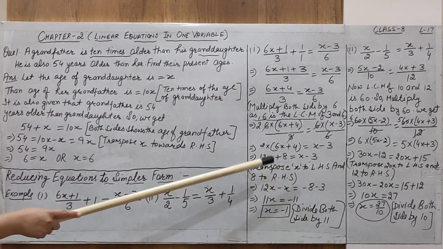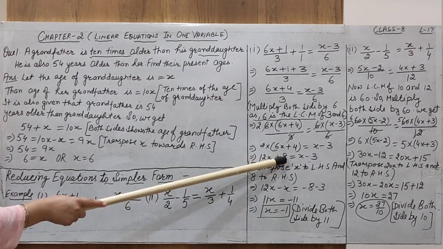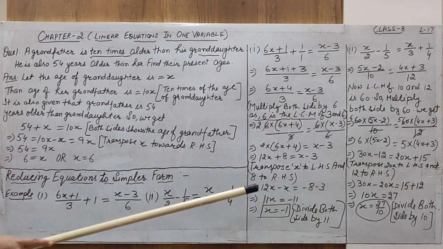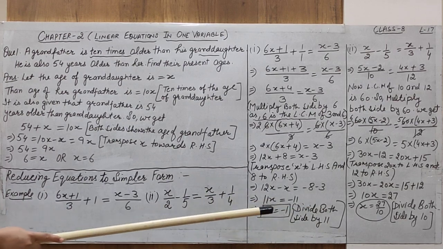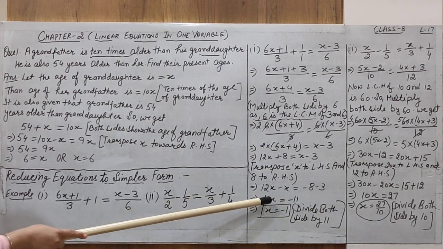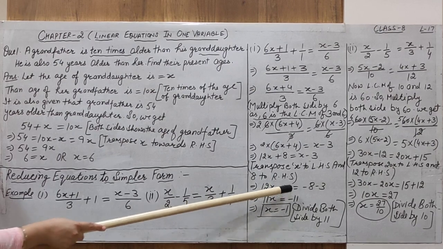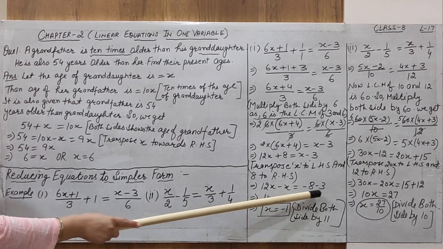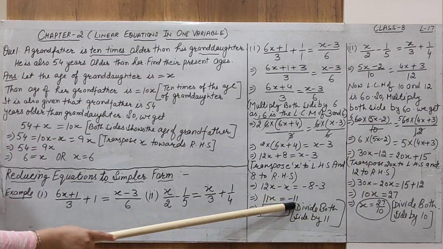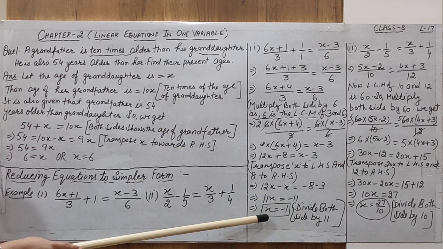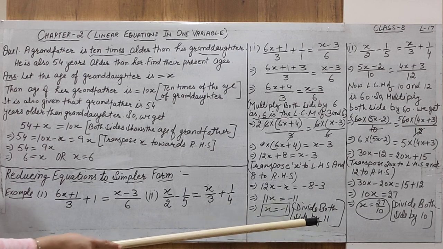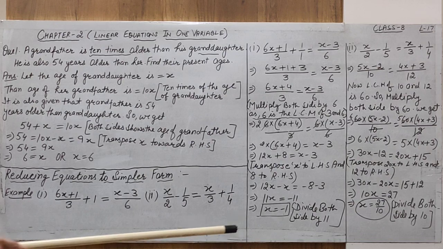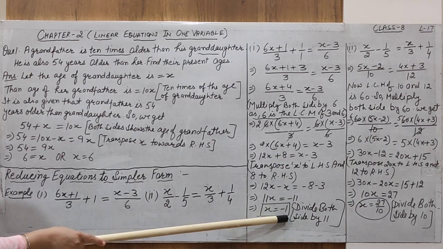Similarly, 8 is positive on the left hand side. When we transpose this to the right hand side, we get minus 8. So the solution of the left hand side is 12x minus x, that is 11x. And the right hand side is minus 8 minus 3, we get minus 11. Now for finding the value of x, divide both sides by 11. What do we get then? x is equal to minus 1.